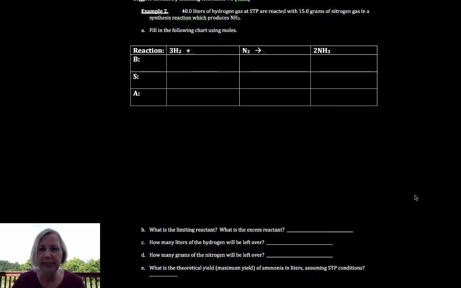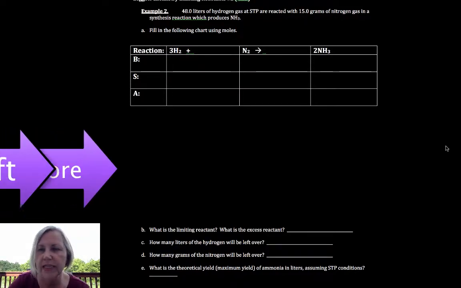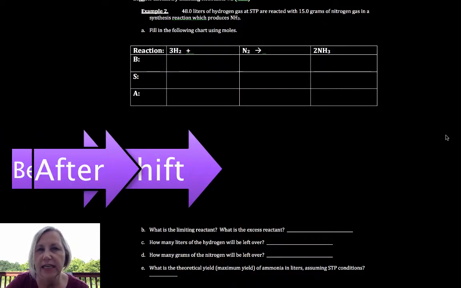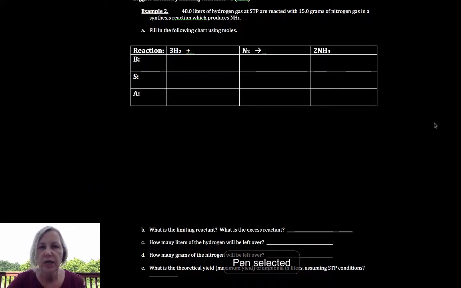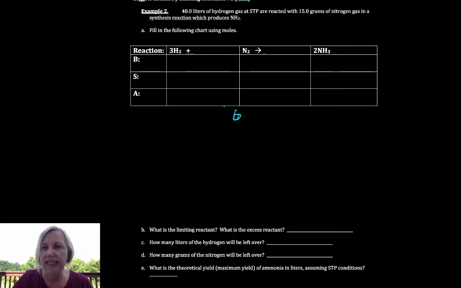Thank you for joining me in the second of a series of videos on using what I call BSA tables, sometimes called PCA tables, in order to solve limiting reactant problems. The chart that we're going to fill out is going to be filled out in moles.